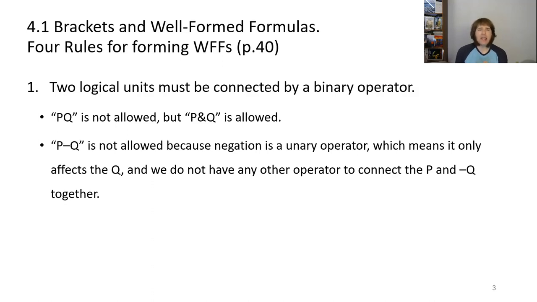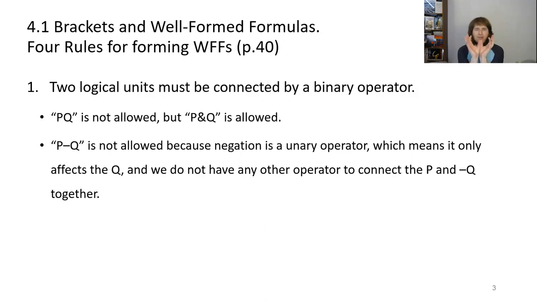Now, P not Q is not allowed. Why? Because negation is a unary operator, that is, it only affects one thing. So it only affects the Q, it only affects what comes right after it. And so if we have P not Q, really what's going on here is that we have P, which is one logical unit. We've got not Q, which is another logical unit. The negation just affects the Q. And then they're just right on top of each other, but they can't do that.